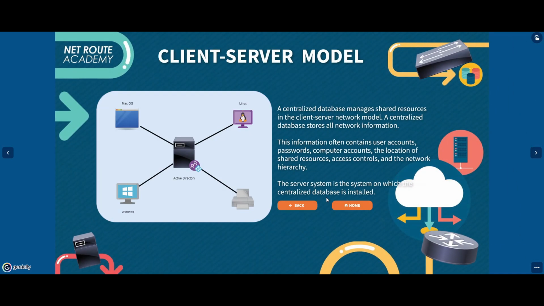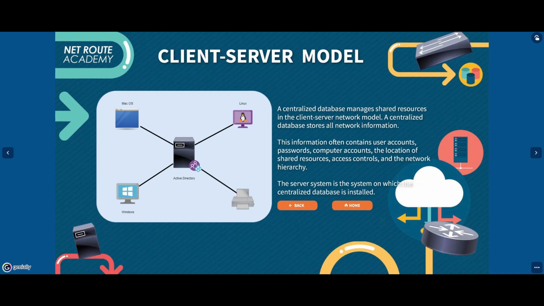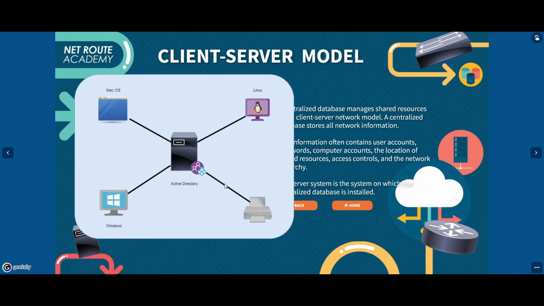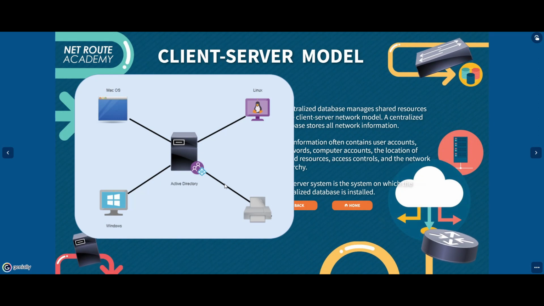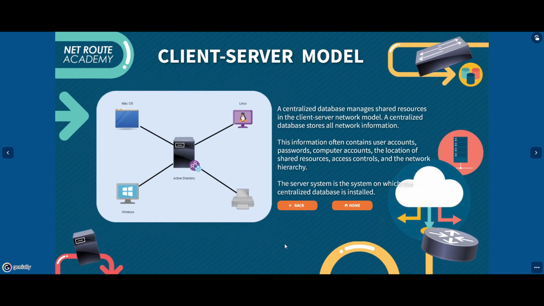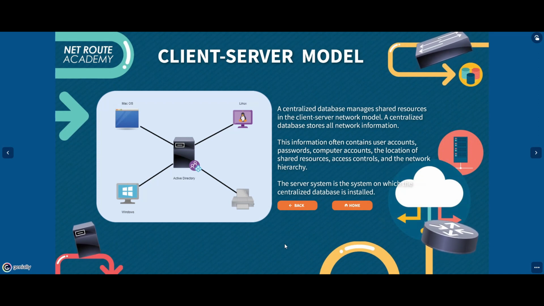Next on the topic would be the client-server network model. A centralized database manages shared resources in the client-server network model. A centralized database stores all the network information. One of the best examples of this is Active Directory. Active Directory is a database and set of services that connects users with the network resources they need to get their work done. The database, or the directory, contains critical information about your environment, including what users and computers there are and who's allowed to do what.